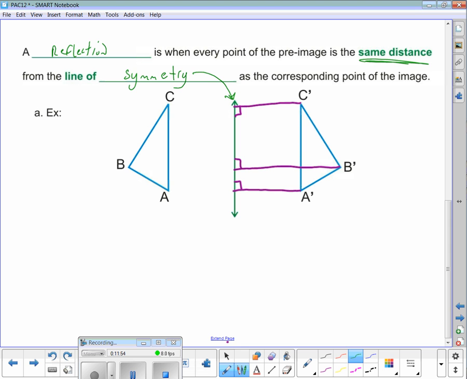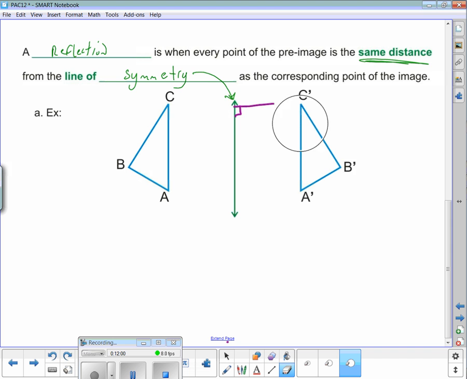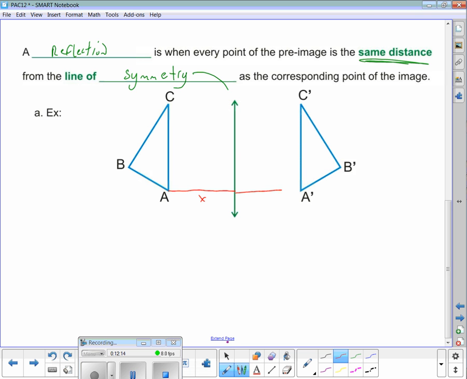Reflection is what I want you to put. All right, so here's what I want you guys to do for your notes here to illustrate this. Take your red, draw a perpendicular line from A to the line, and we're just going to call it X, and then go from the line to A prime and call it X, meaning they're the same distance, right? And again, we'll put the perpendicular symbol in there.